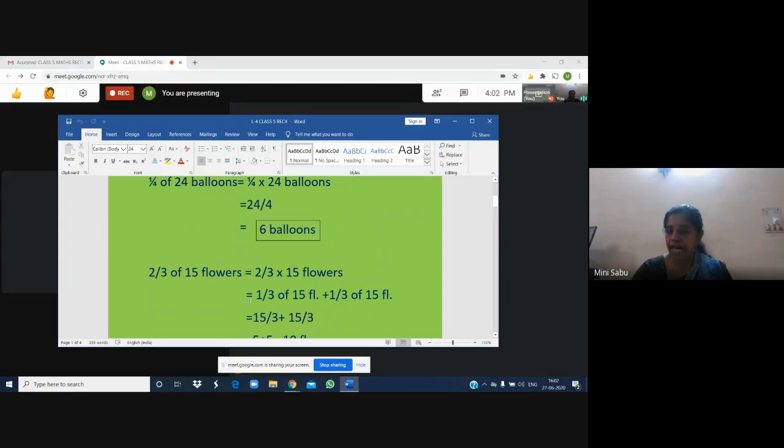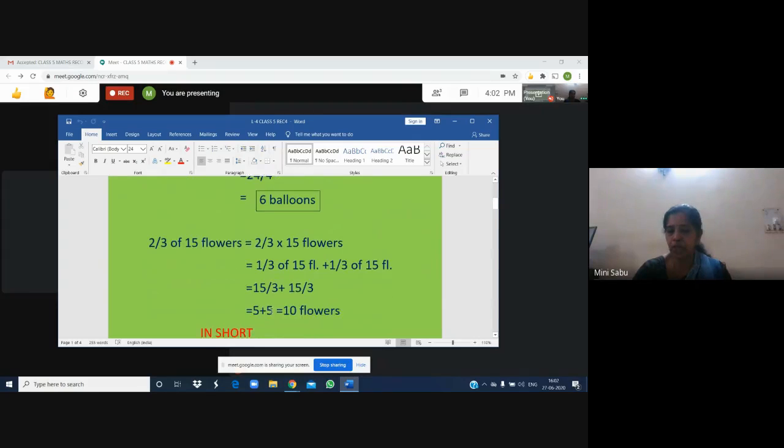Yesterday when we added like fractions, you have already learned that we will add the numerators. So 2 by 3 you are getting by adding 1 by 3 plus 1 by 3. 1 by 3 plus 1 by 3 is 2 by 3. So I split it like this. 2 by 3 is 1 by 3 of 15 flowers, I use short form here, plus 1 by 3 of 15 flowers, which is the same as 2 by 3 of 15 flowers. Isn't it? Okay.